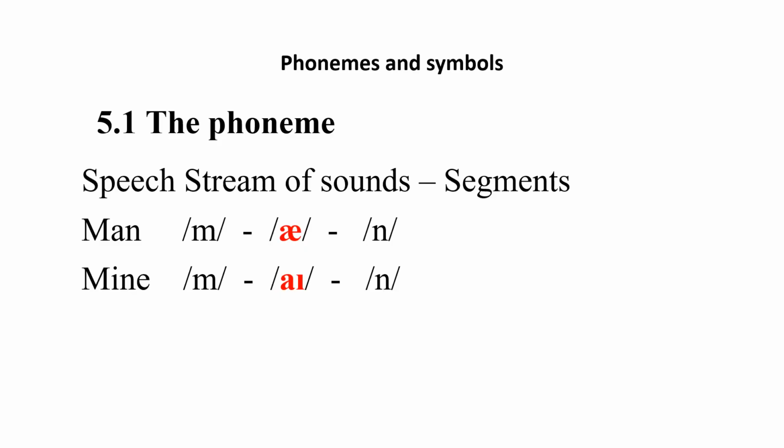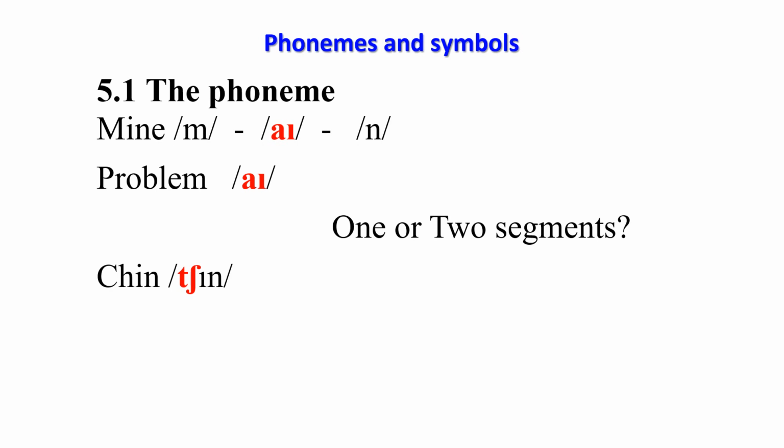The phoneme. Speech is a stream of sounds. This stream is composed of segments. The word man consists of 3 phonemes. The word mine consists of 3 phonemes, too. The difference is in the vowel. There is a problem though. Is the vowel in the word mine made up of 1 or 2 segments?